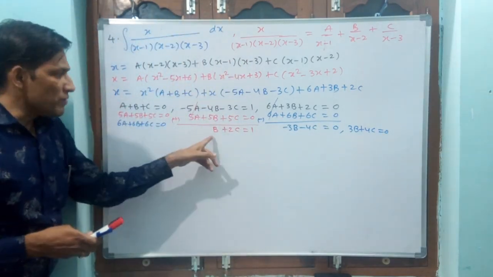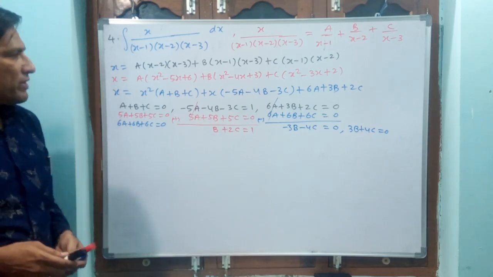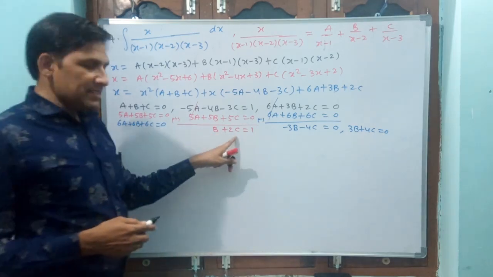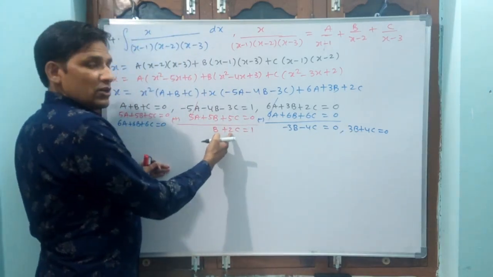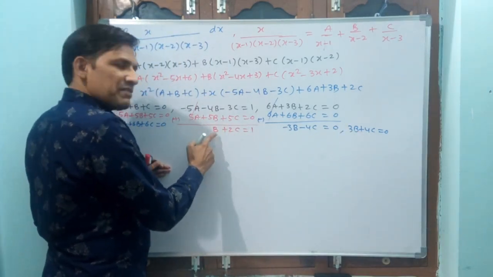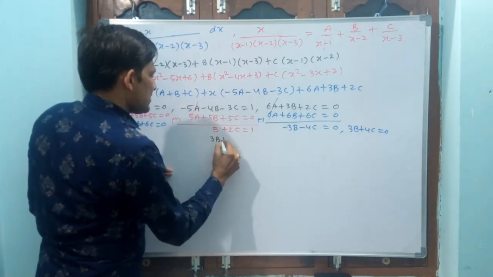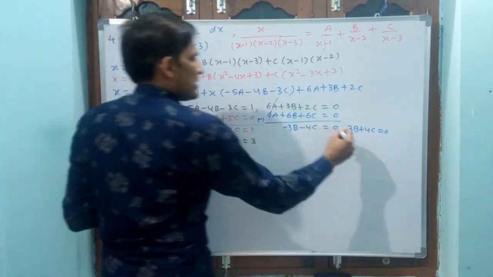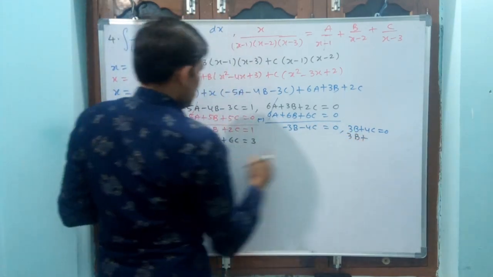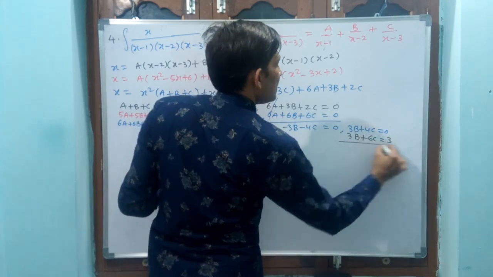Now see, 2 variables, 2 equations. You can solve this. If you multiply this with 2, why are you multiplying by 2? Because 4c you have to get here, 2c is there. Or else you multiply 3 times: 3b plus 3 into 2, 6c is equal to 3 into 1, 3. Then you put here 3b plus 6c is equal to 3.